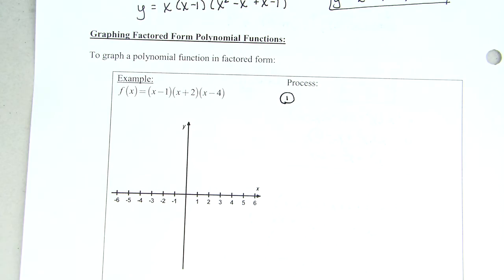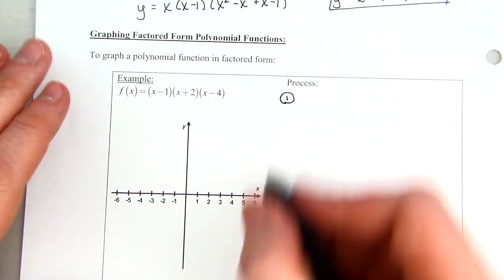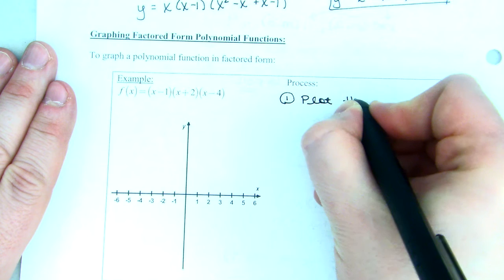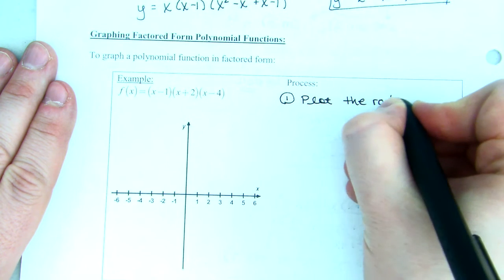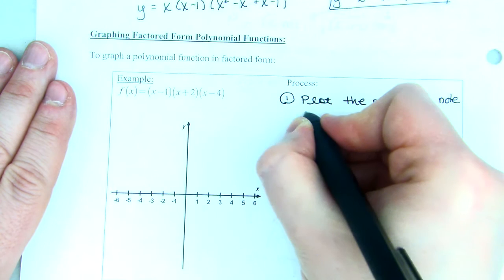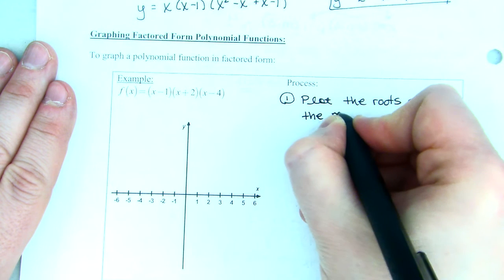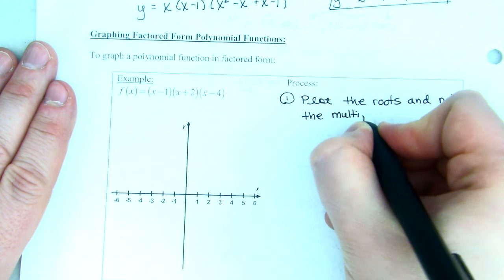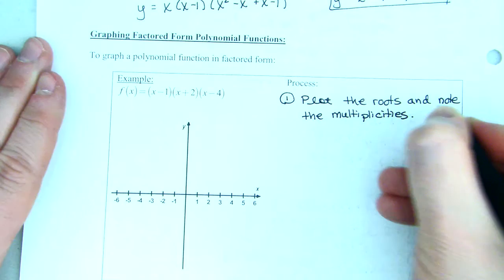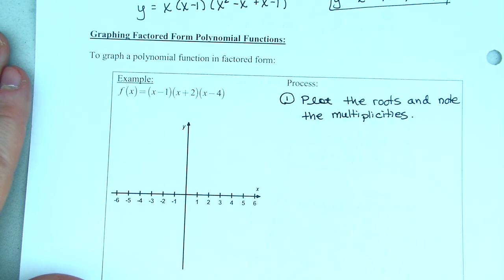Step number 1. The first thing I'm going to do is find the roots, zeros, x-intercepts, plot them, and note their multiplicities. Step number 1, I'm going to plot the roots and note the multiplicities.